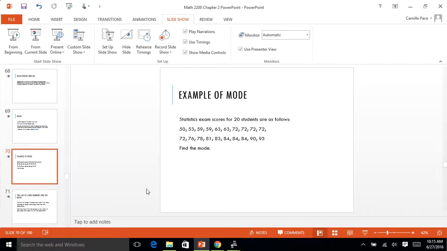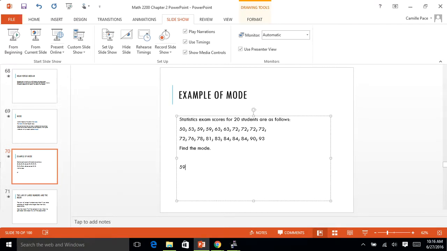So let's look at this data set. Statistics exam scores for 20 students are as following: 50, 53, 59, 59, 63, 63, 72, 76, 78, 81, 83, 84, 90, and 93. Again, there are data values that occur more than once. So let's bring this up and let's talk about it. Okay, so let's look at it.